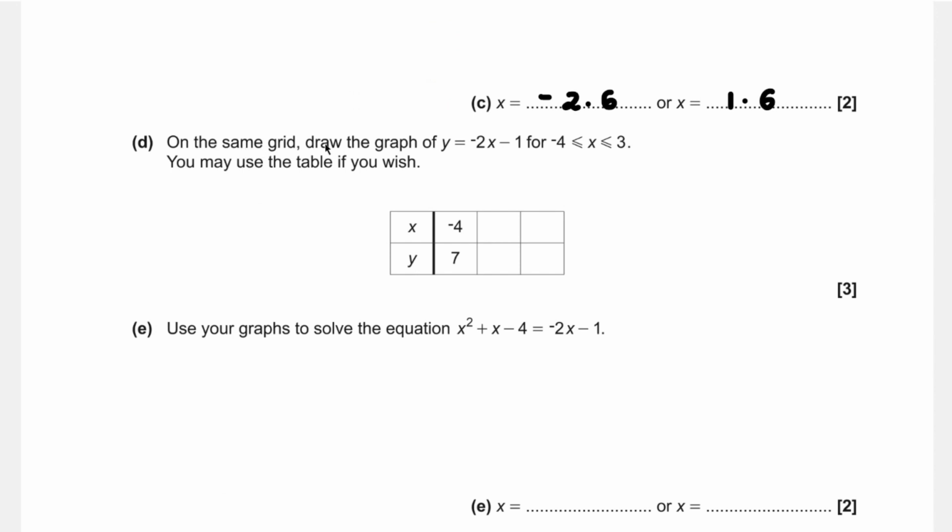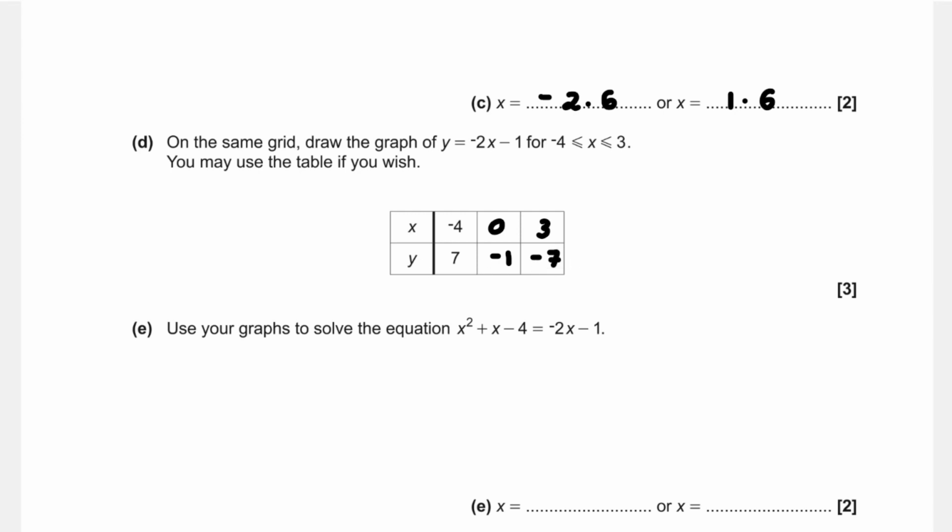on the same grid, draw the graph of y equals -2x subtract 1 for -4 being less than or equal to x being less than 3. You may use this table if you wish. Well, we've got -4, 7. Let's also see what happens when x is 0 and what happens when x is 3. So when x is 0, y will equal -1. And when x is 3, we've got -6 subtract 1, which is -7.